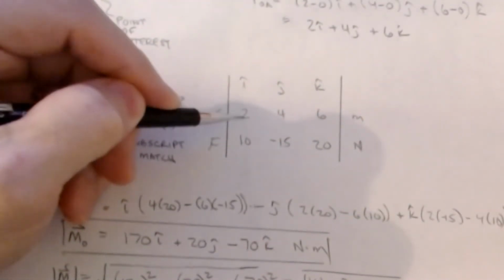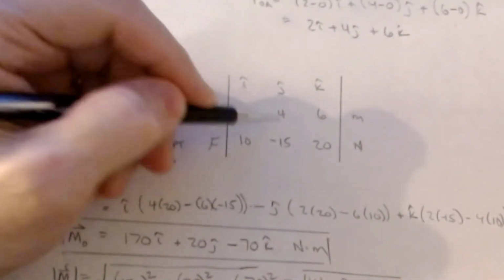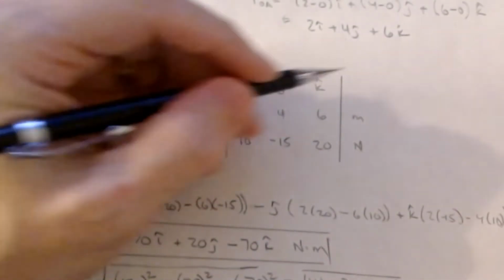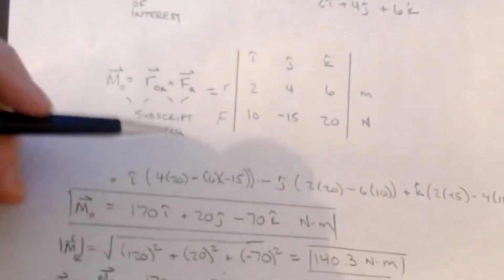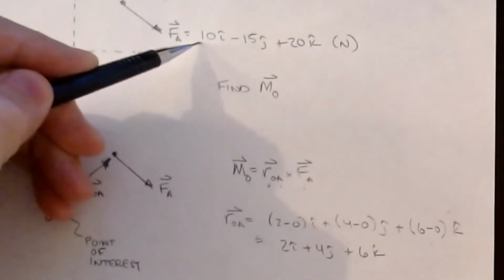Okay, so this is R_x, which was 2, and R_y, which is 4, and R_z, which is 6. So all of these are coming down and populating that second row. Okay, and then my force is just going to be the values that we saw up here for my force vector: 10, minus 15, positive 20.